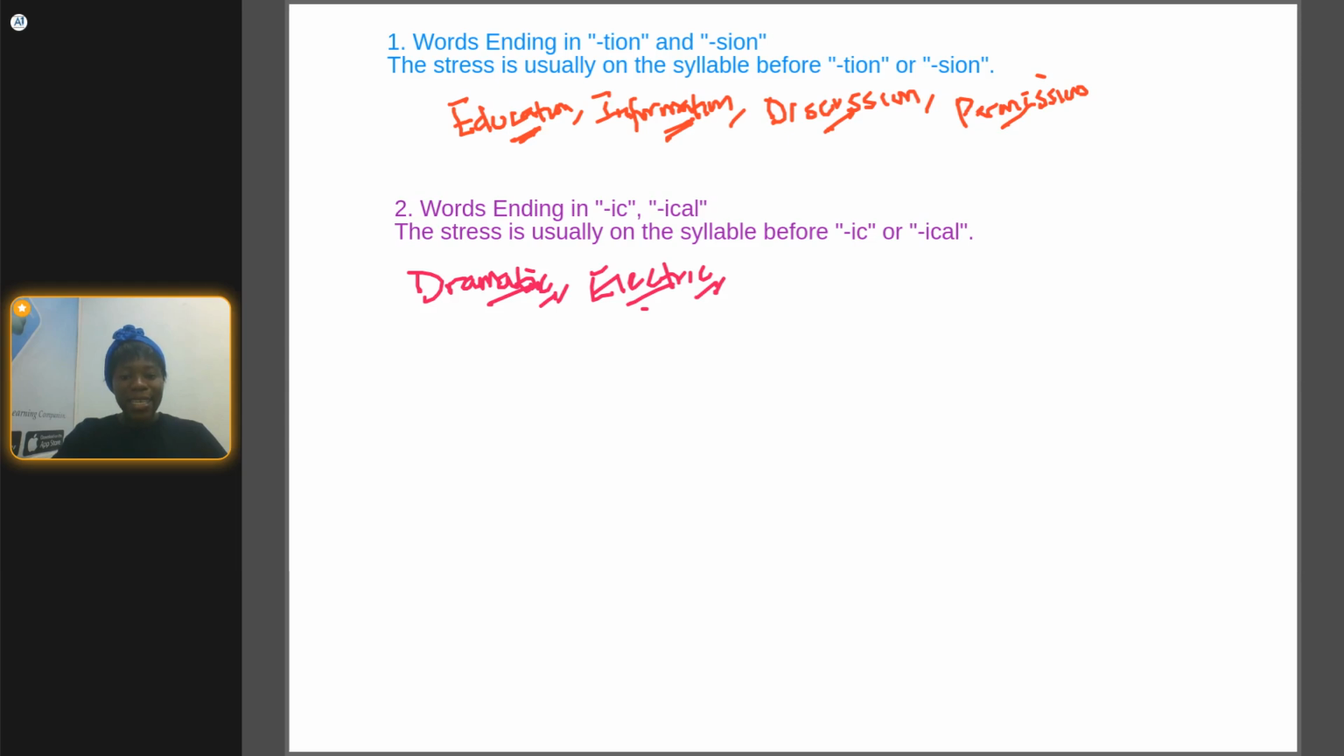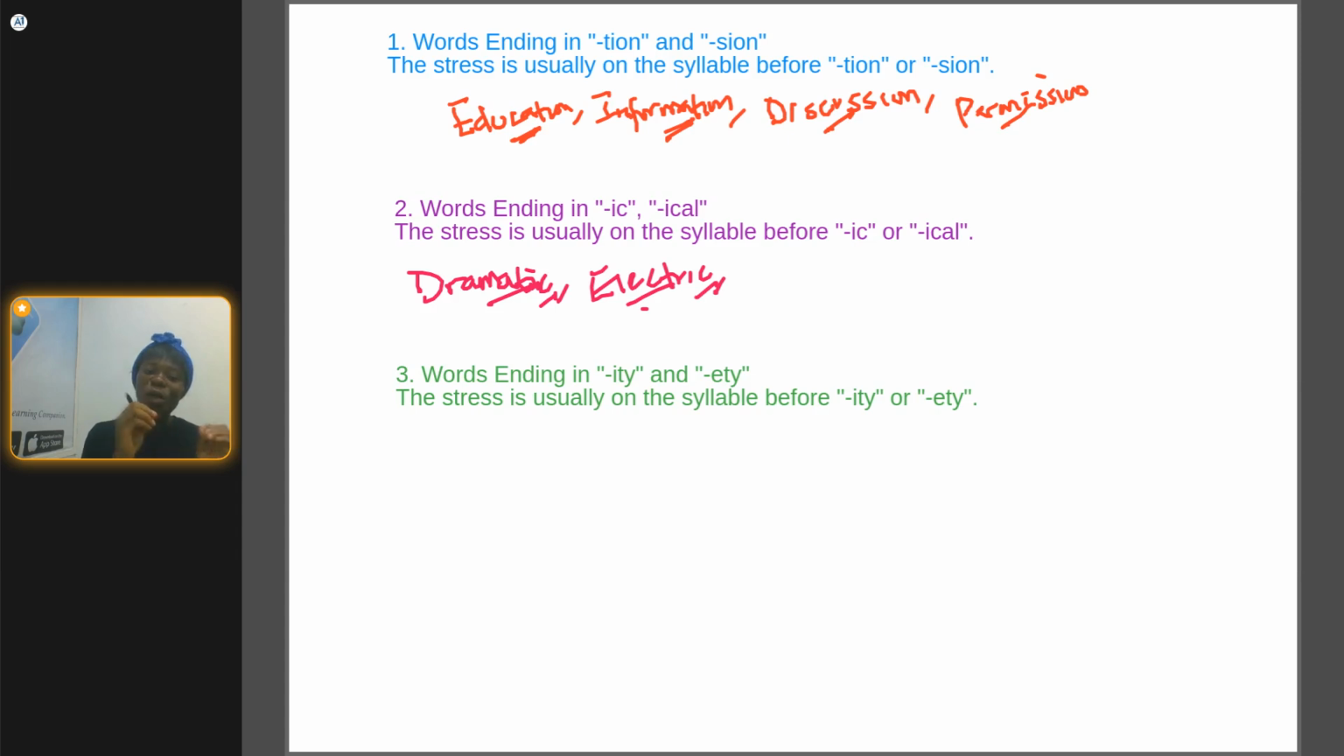ITY or ETY. I'm having that on the board as well. Rule number 3: words ending in ITY or ETY. This rule says the stress is usually also on the syllable before ITY or ETY. Just note that for this first set of rules, the stress syllable is usually second to the last.